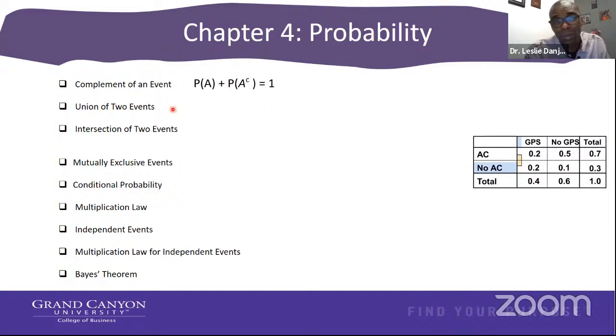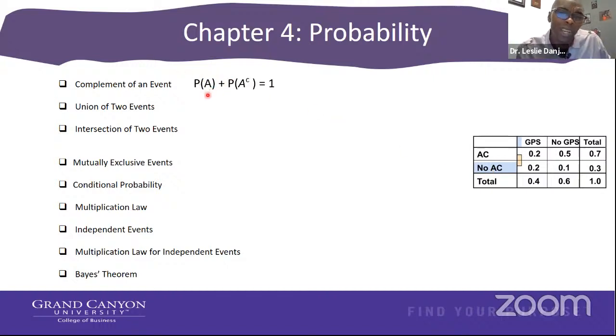The first one, a complement of an event. You see the probability of A. Please note to self that the A is an identifier. It's a placeholder. In other words, if you were looking at this contingency or cross tabulation table right here, this P of A, instead of A, it would have either said GPS. It could have even said no GPS. It could have said AC. It could have said no AC. This A is a placeholder.